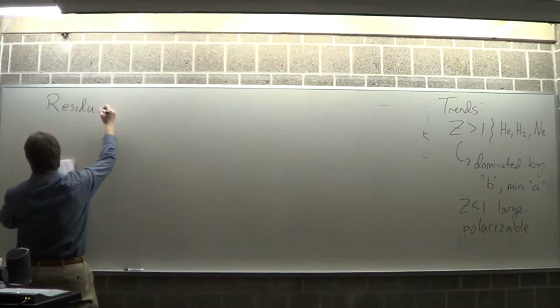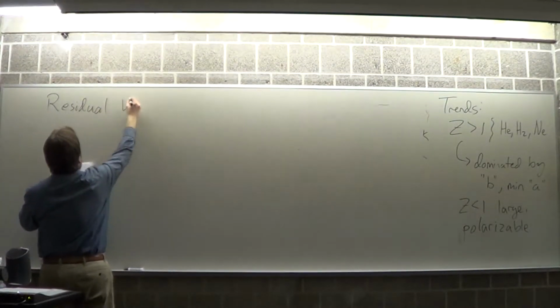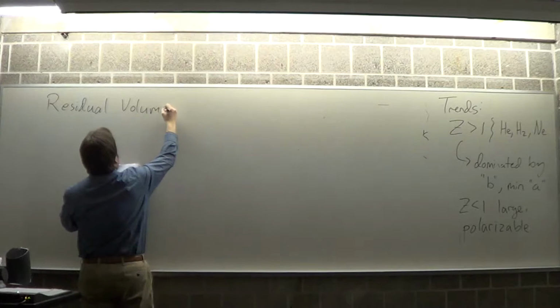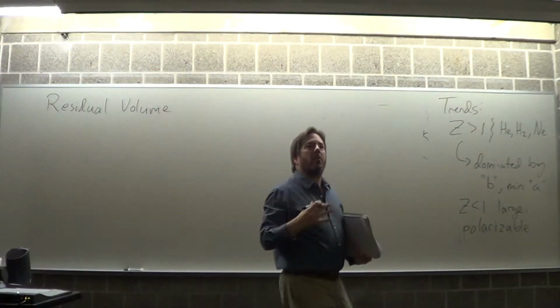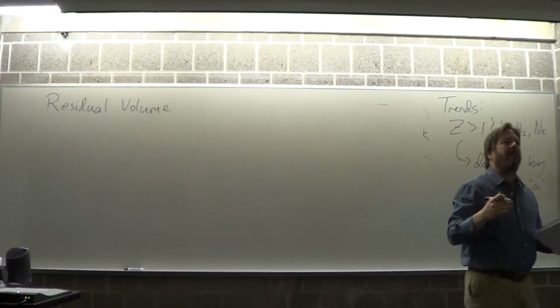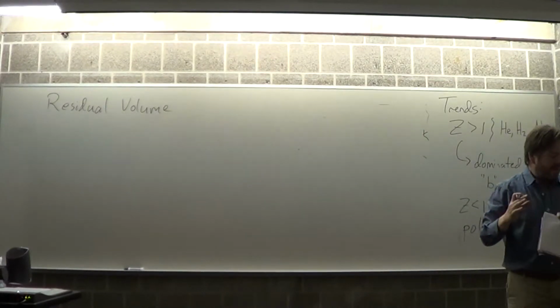Only one more thing to talk about is residual volume. This is like another type of Z. It's another measure of gas, of real gas behavior, of gas imperfections.